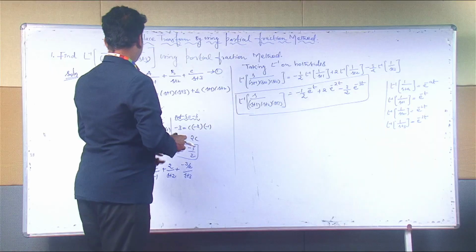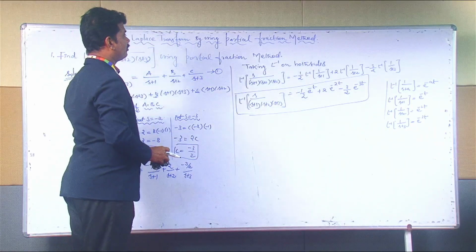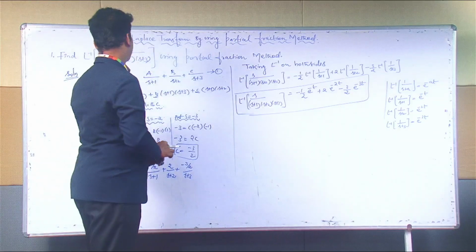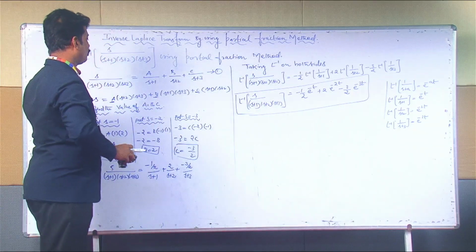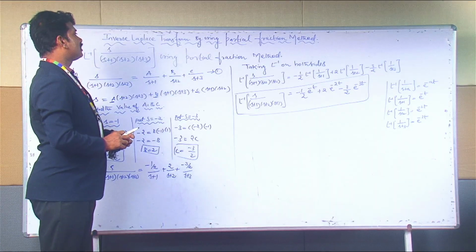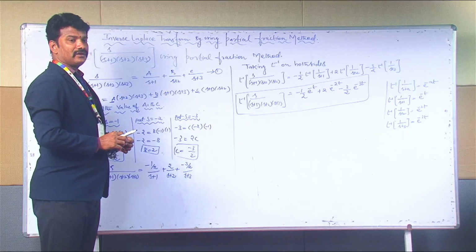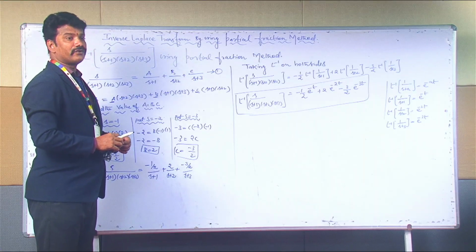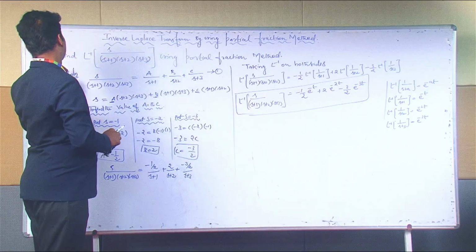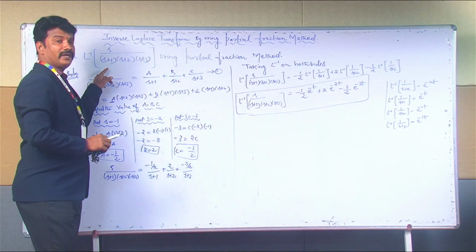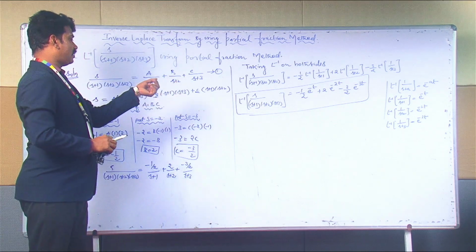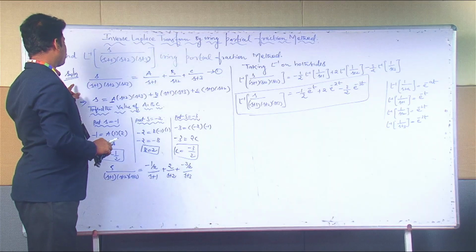Now let us see type number 2. What is the procedure for the partial fraction method? Try to understand that. One more time I am going to explain this: the procedure to find the inverse Laplace transform by applying the partial fraction method. Look at the question: find L inverse of s divided by (s plus 1)(s plus 2)(s plus 3) using partial fraction method. The solution is what?